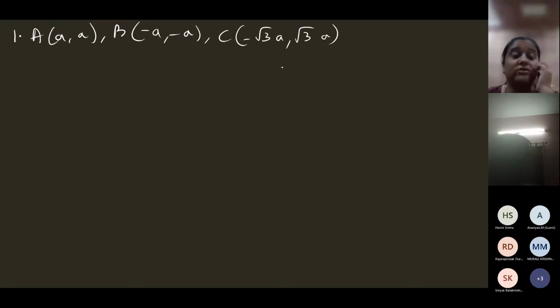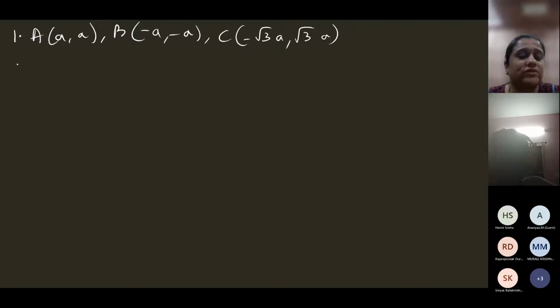So we need to show that these points form the vertices of an equilateral triangle. For that, you'll have to show that AB is equal to BC is equal to AC, because we know that in an equilateral triangle, all the three sides are equal. So using the distance formula, we need to find the length of the side AB, the length of the side BC, and the length of the side AC. And all these three lengths must be equal.